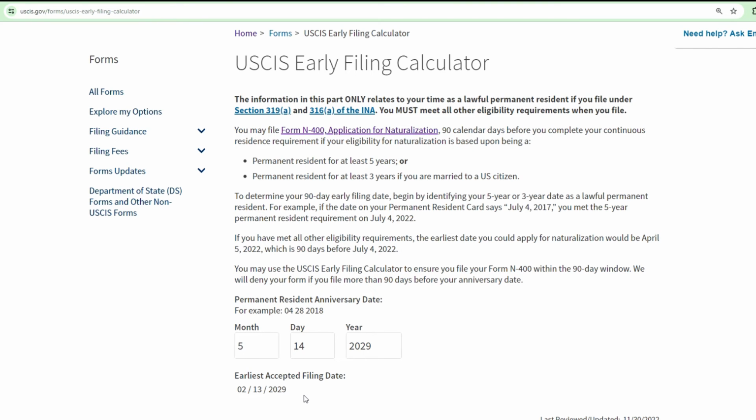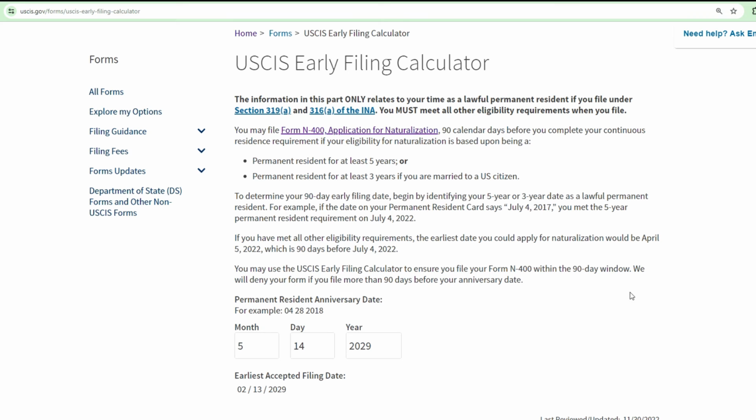All you have to do is make sure that you meet all other eligibility requirements, such as your continuous residence, your physical presence, having good moral character, and you've been a resident in the district where you would be applying from. So if you do not meet all of the requirements, you may not be eligible to apply for US naturalization even after 5 years or 3 years, depending on your circumstances, have passed since becoming a permanent resident.